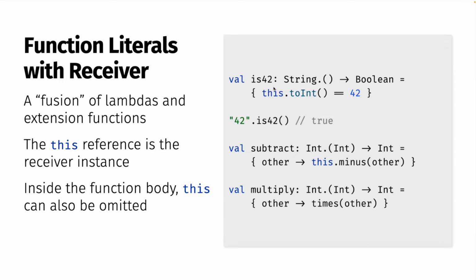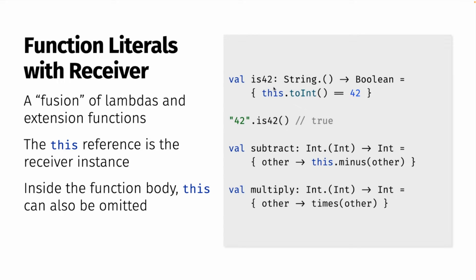And inside the body, for example, for the subtract or multiply functions that we created, we can even not use this, right? We can drop this if we want to, in this case, call minus or times, which are methods of the Int class. We can just not use this reference. Okay.